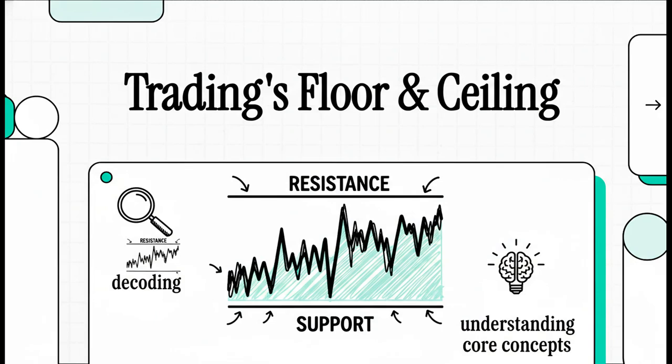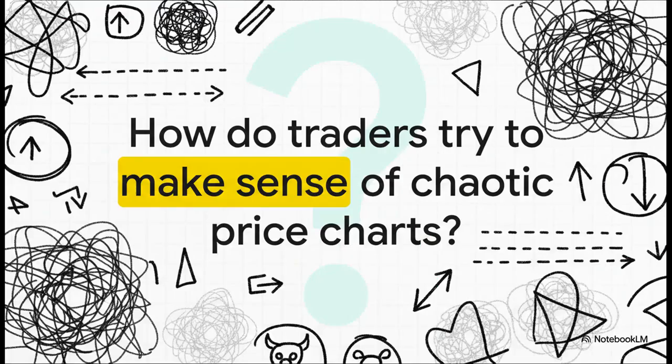All right, let's dive into one of the absolute cornerstones of trading, learning how to actually read a price chart. Today, we're going to break down the core concepts of support and resistance. You know, when you first look at a price chart, it just looks like a chaotic mess, right? Just a random line bouncing all over the place. So the big question is, how do traders find any kind of order in that madness to make smart decisions? Well, that's exactly what we're going to unpack.